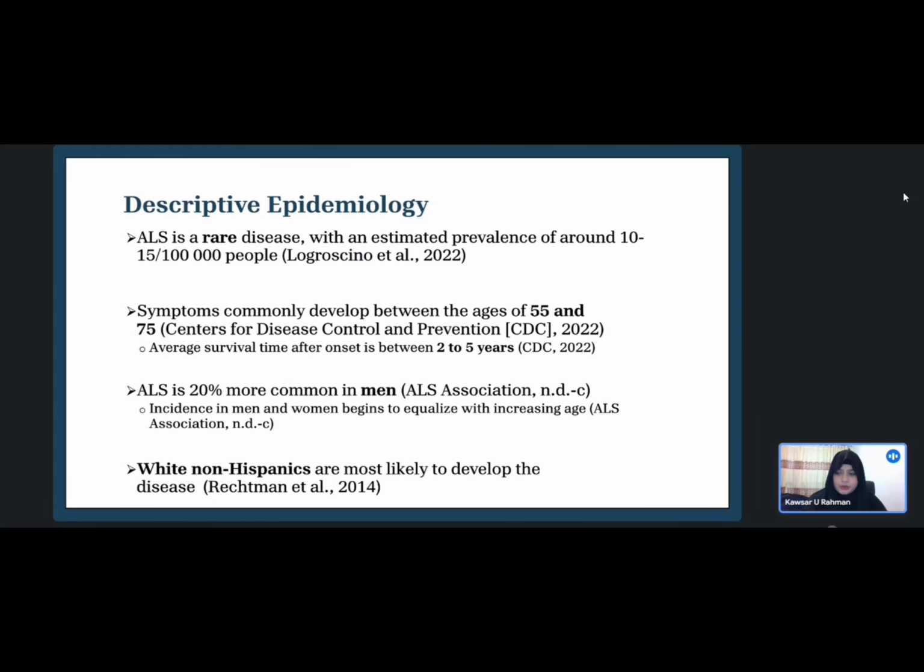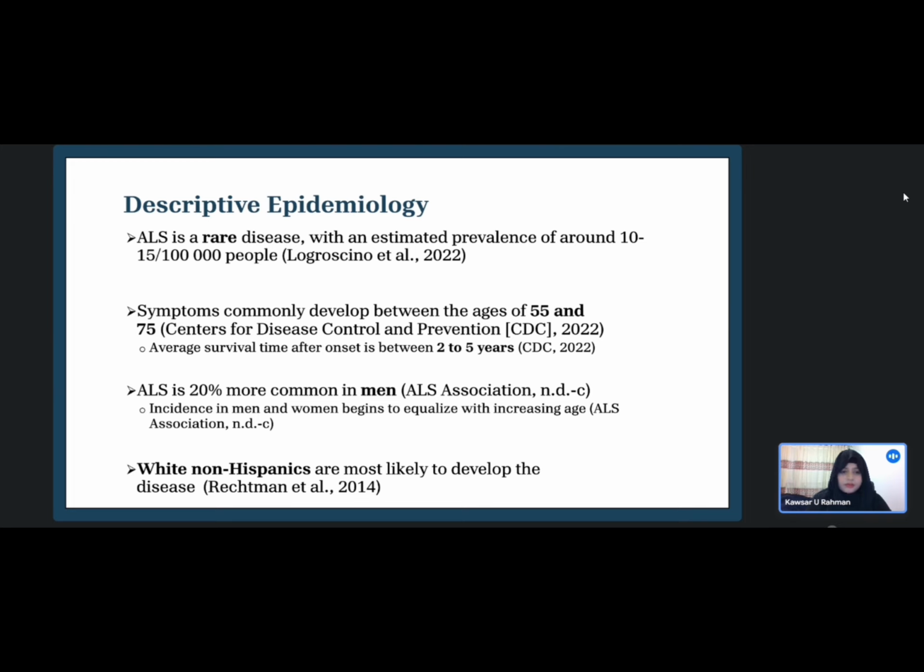So now we'll be talking about the descriptive epidemiology of the disease. ALS is actually considered a rare disease in Europe and North America. It has an estimated prevalence rate of around 10 to 15 people per 100,000 people, and although the disease can strike at any age, symptoms most commonly develop between the ages of 55 and 75. The average survival time after onset is between 2 to 5 years. However, how long a person lives with ALS seems to be related to age as well. So people who are younger when the ALS starts tend to live slightly longer.